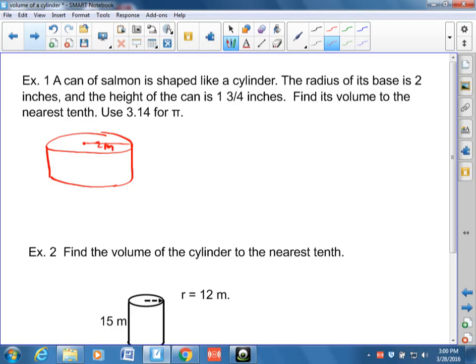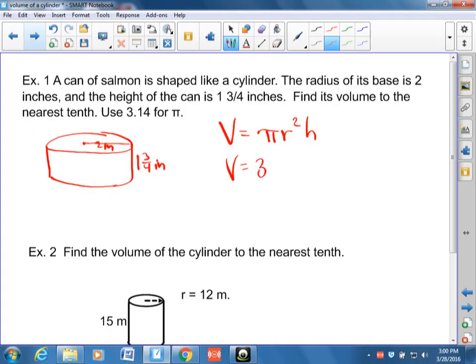And the height of the can is 1 3/4 inches. We want to find the volume, and I'm asking you to round to the nearest tenth. We're going to use 3.14 for pi. So, writing down our formula first so that we start memorizing it. We've got volume equals pi r squared h.